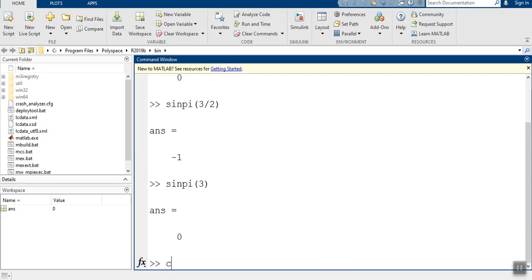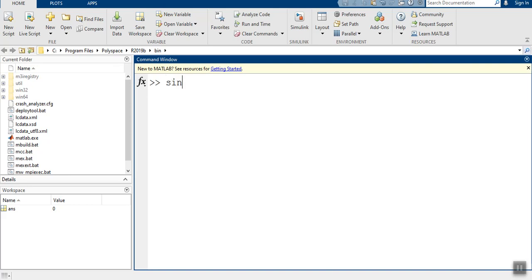CLC, asin of 3, then what happens? You will get a complex number, because the sine range is -1 to 1, so give values from -1 to 1 only. So I will give 0.8. You will get the corresponding value in radians. Okay, then no problem.